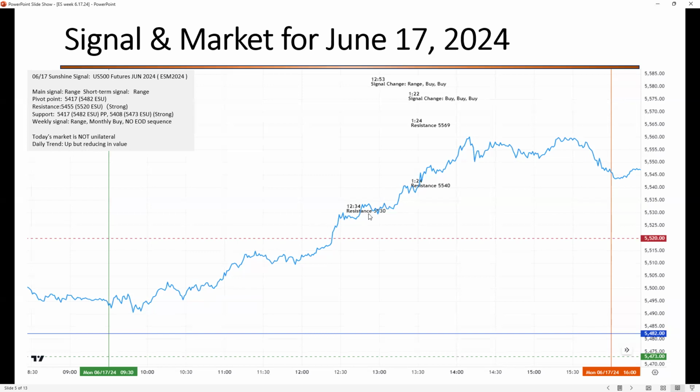So here, resistance came out. We have an upgrading signal and then another upgrading signal. When the signal upgrades twice and then you have a buy, even though this could be a topping signal, this still suggests it's very bullish. There's very bullish sentiment there. So you just don't try to short this for this day, especially since we don't have a short EOD sequence.